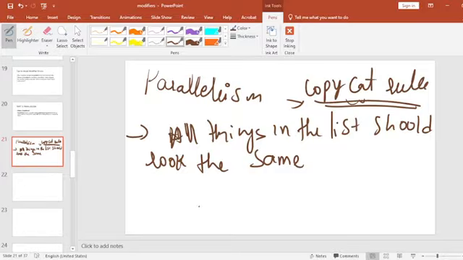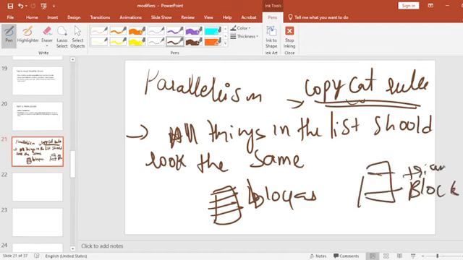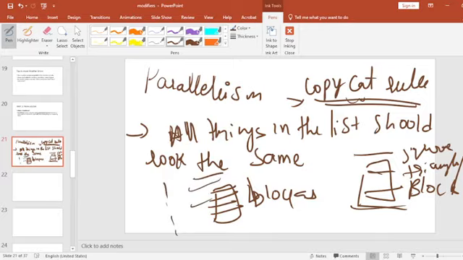Example, there's a building. There's one block, two blocks, three blocks, four blocks. All are called blocks. If, let's say, the building has a block, a triangle, or a square, this is not called parallelism. Parallelism is where everything should be the same.